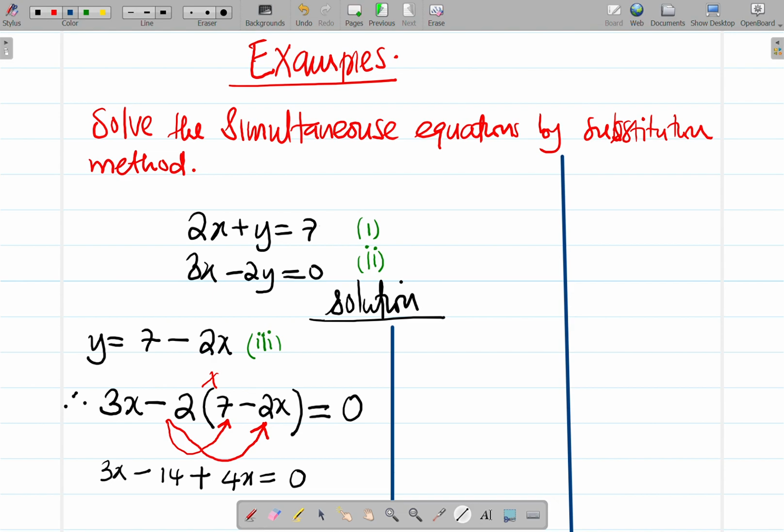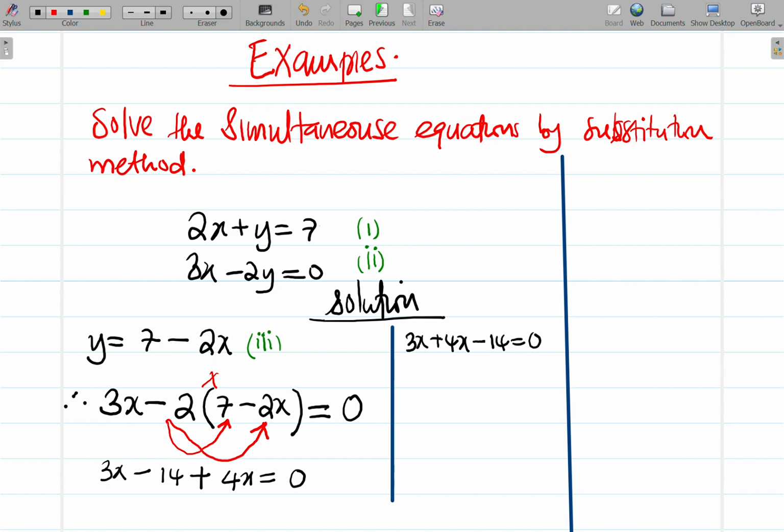So now what we are going to do is to say, right, I know that, let's proceed to that section there. So I'll simply say, I'll get this here. I'll say 3x plus 4x minus 14 is equal to 0.